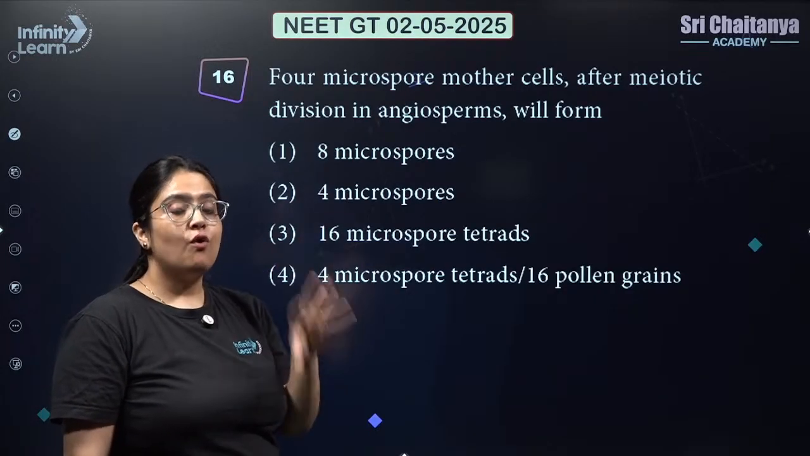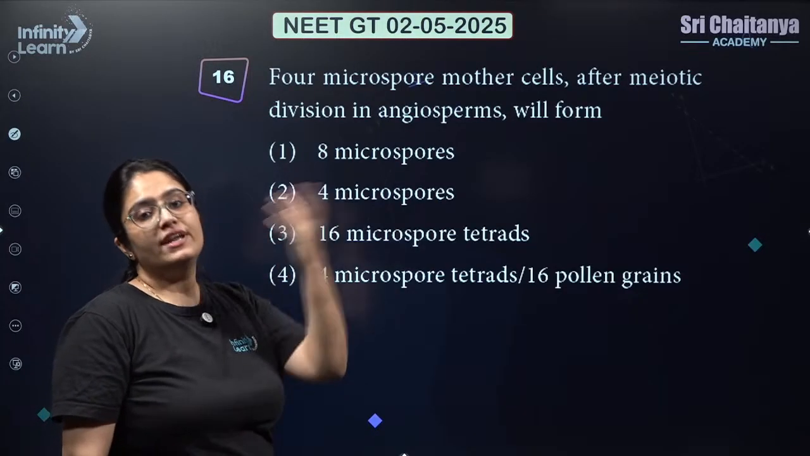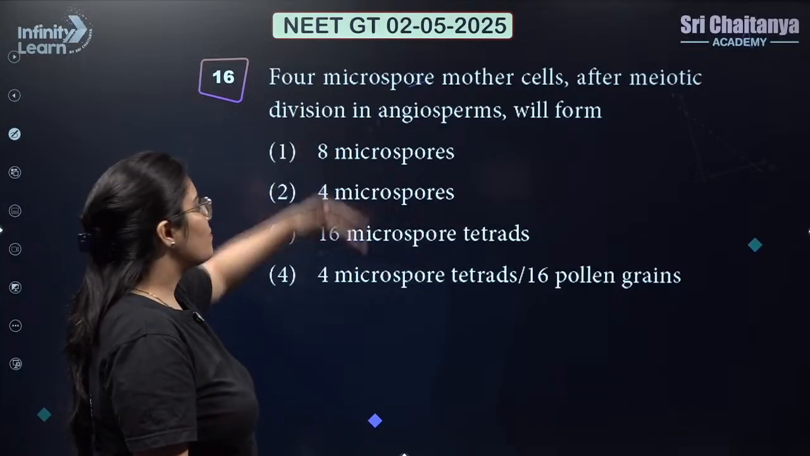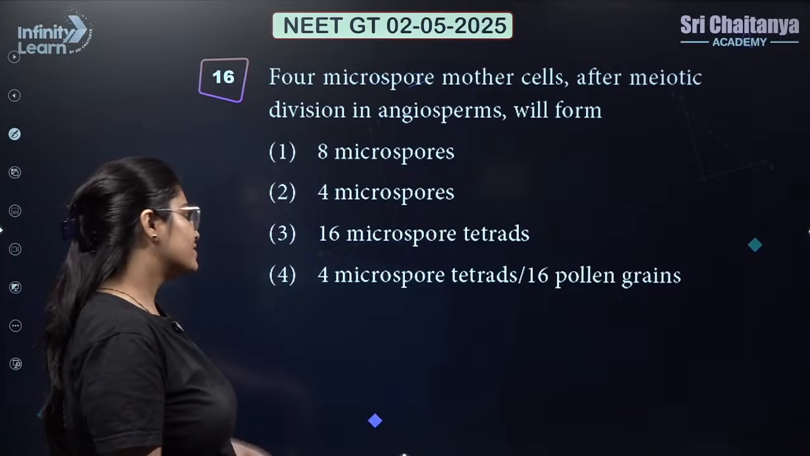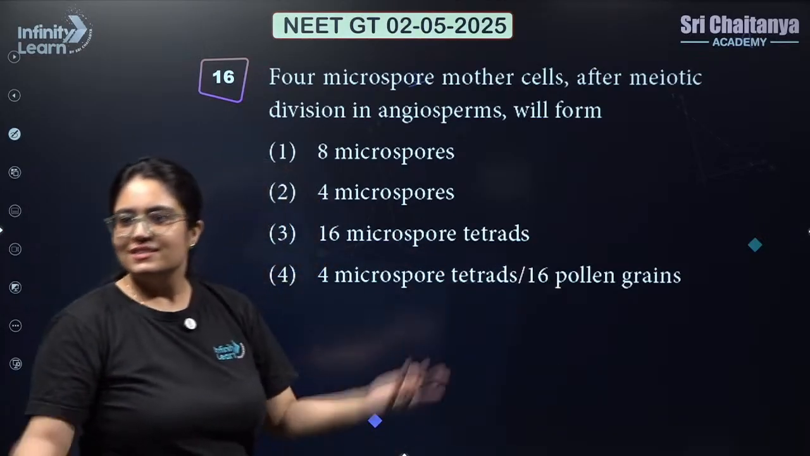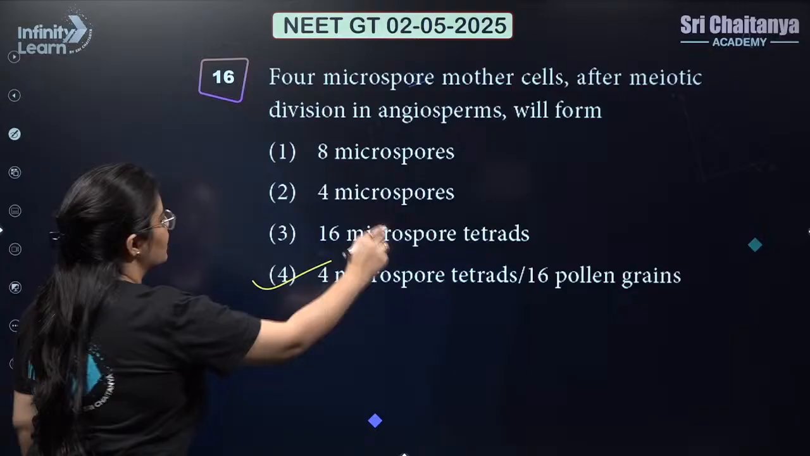which will have 4 microspores which will develop into 4 pollen grains. So, simple. Total 4 microspore mother cells after meiosis will give 4 microspore tetrads or 16 pollen grains. Simple, very, very simple. Answer is 4.